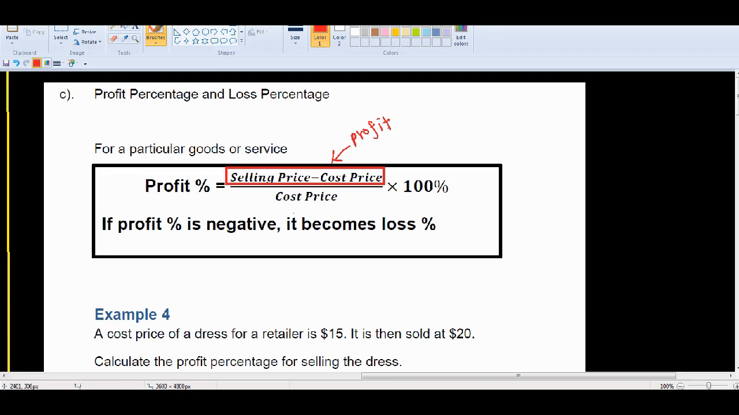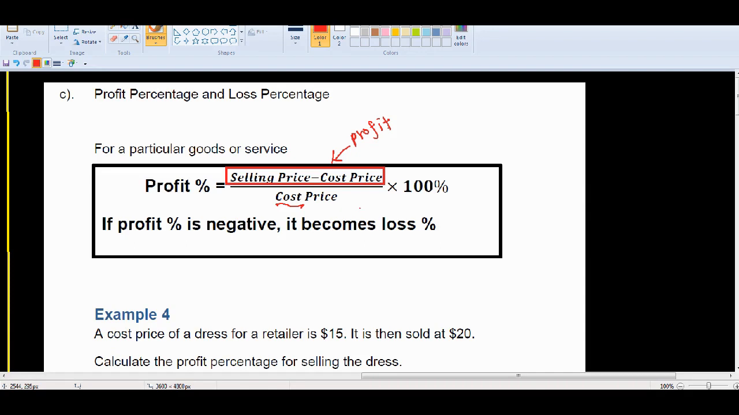Remember, it's cost price, not selling price, because the cost price is the original value. When we find the percentage increase or decrease, you always use the difference of the new value and the original value, divided by the original value, because the percentage is always based on the original value.